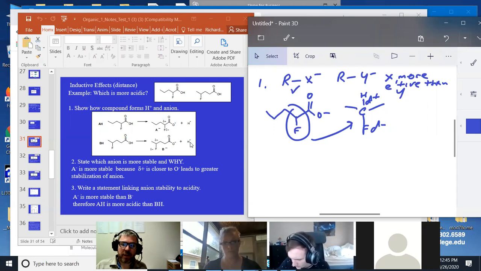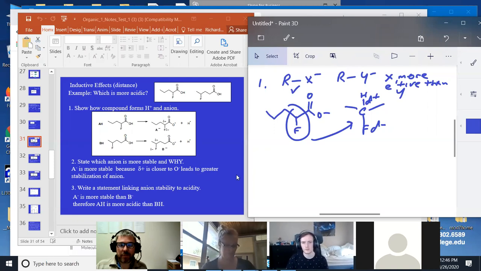Okay. You can look at it that way. It's called an inductive effect because it's through bonds, but it's not a through space effect. So the delta minus here doesn't have anything to do with it. All right. Any other questions?